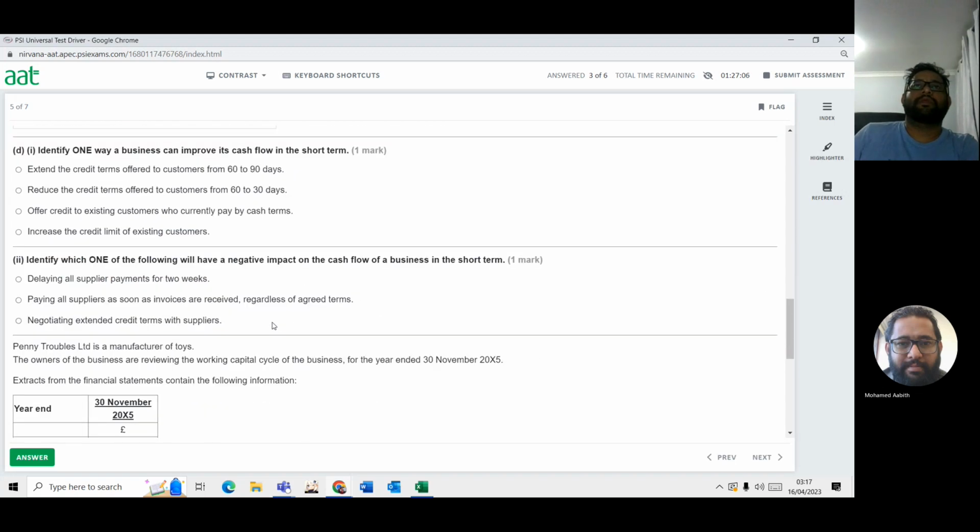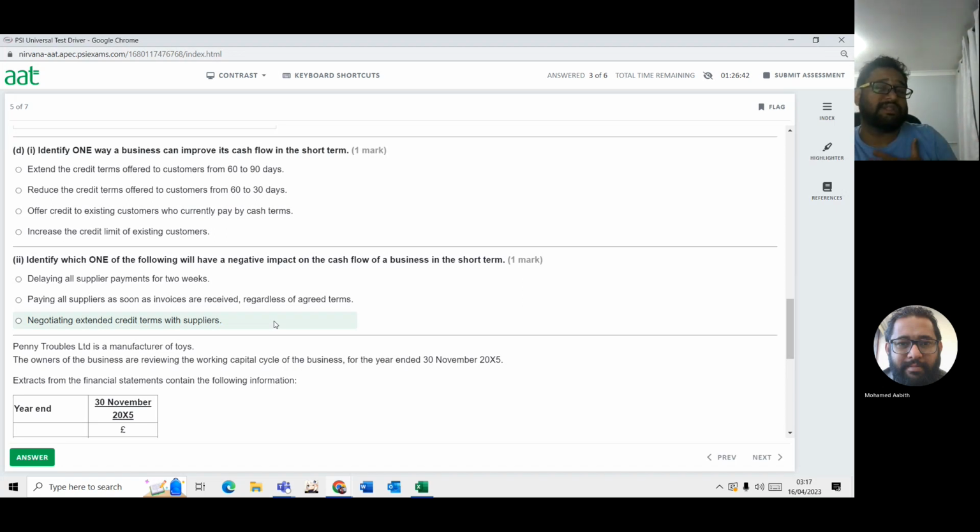Now, next one. Identify one way a business can improve its cash flow in the short term. If I look at it now, there are multiple scenarios they're playing out. They're saying extend the credit terms offered to the customer to 60 to 90 days. That's not going to help because they're going to pay you late and late and late. That's going to impact your cash flow.